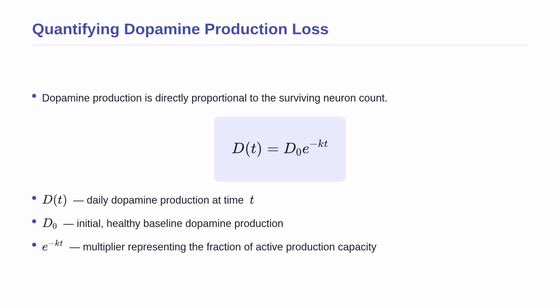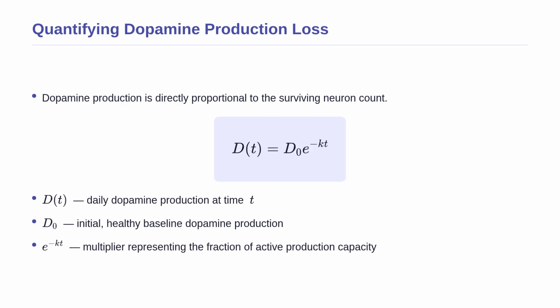Now that we have proven how the neuron count decays, let us look at the direct chemical consequence. Since dopamine production is directly proportional to the surviving neuron count, we can use a modified version of our exponential decay model to track dopamine levels. The formula is d of t equals d0 times e to the power of negative kt. In this version, d of t represents the daily dopamine production at any given time t. The symbol d0 represents the initial healthy baseline dopamine production before the disease began.